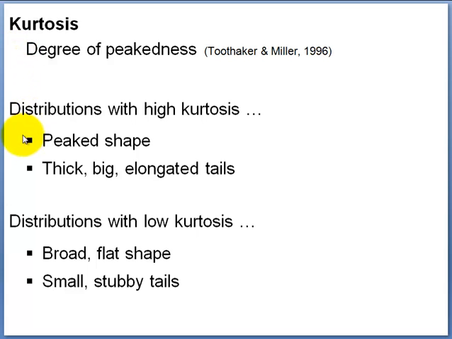So again, high kurtosis has a peaked shape, and it is the case that with high kurtosis, you also have big, thick, elongated tails. So it's like you have very big and, in a sense, pointed tails and a very sharp point in the middle. And distributions with low kurtosis have a flat, broad shape and stubby tails.